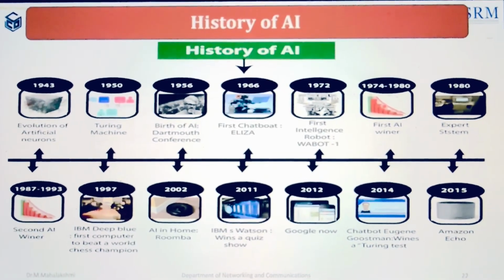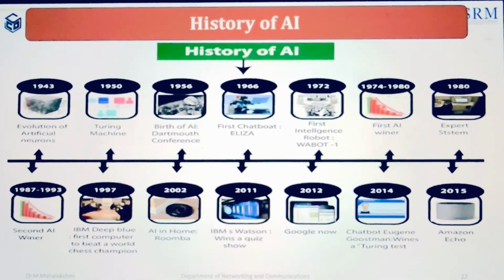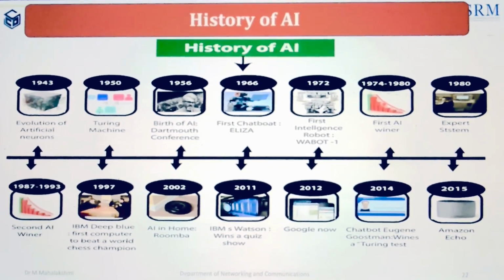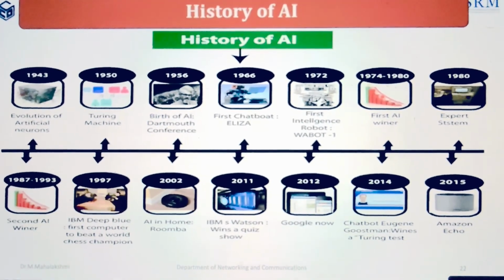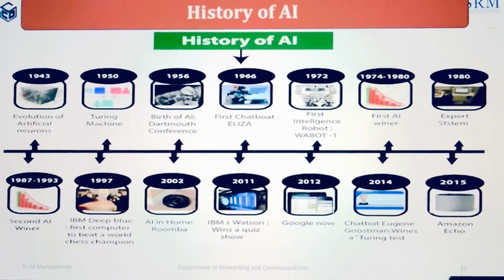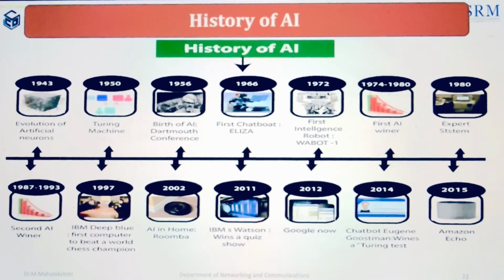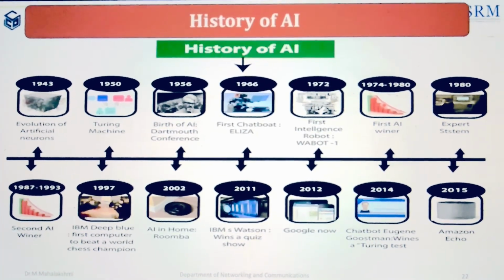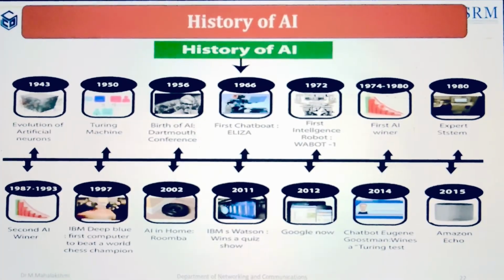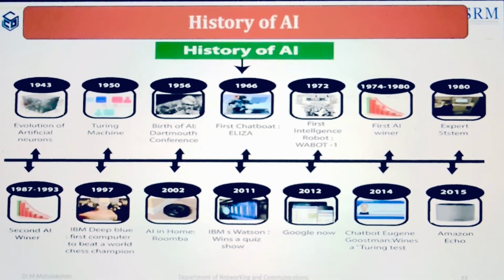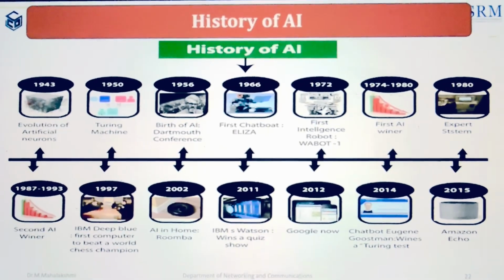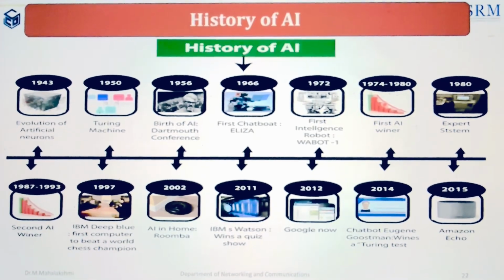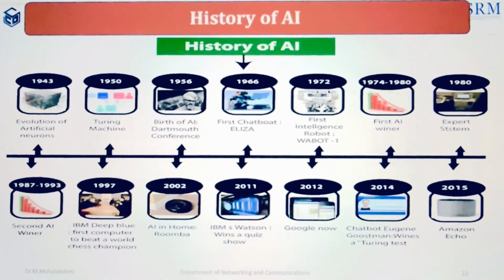And what is the current AI? Can anyone say? These are the different AI versions we have had in history. What is the current version going on? ChatGPT. No, ChatGPT is one of the tasks. So what is the entire AI arena which is going on? Any other answer? Yes, generative. Exactly. The current AI is generative AI. We are into generative AI.